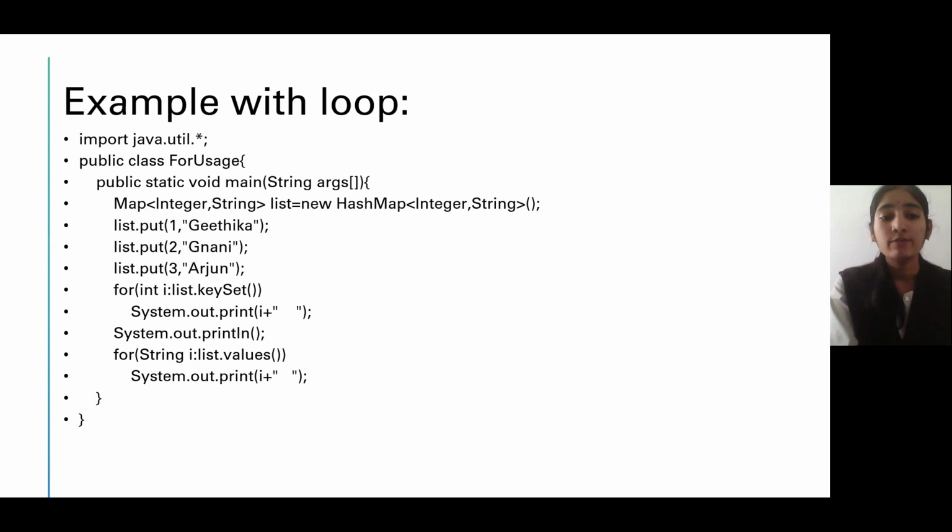And the next one, for string i in list.values. In this list.values, we will get a set that contains all the values in the map. Here, if you try to print the i values, then you will get all the values. Let us see its uses. Here like this. First we'll get 1, 2, 3, and the next line Geethika, Gnani, Arjun. Like this we will get the output.